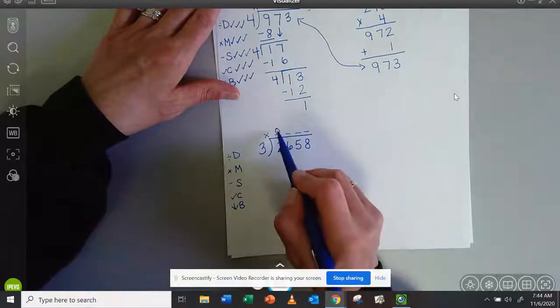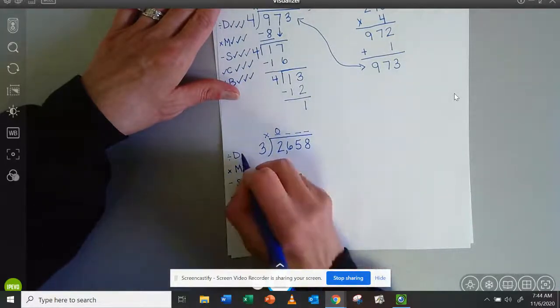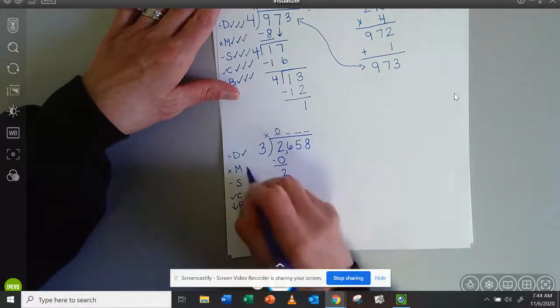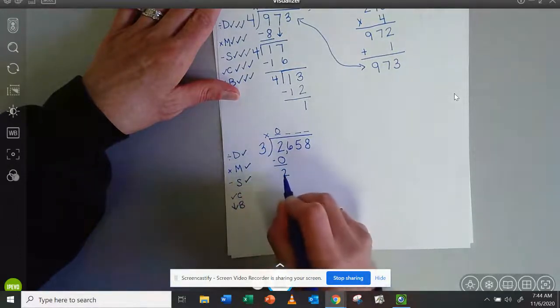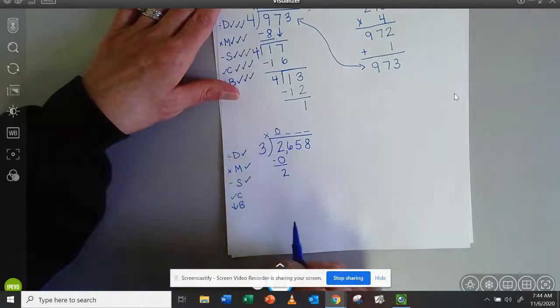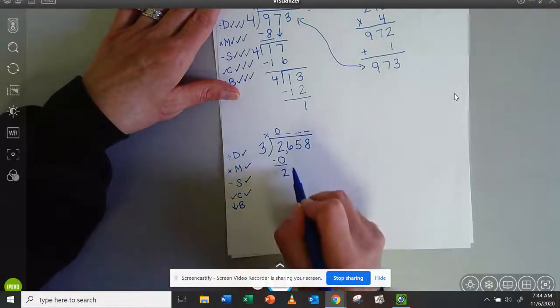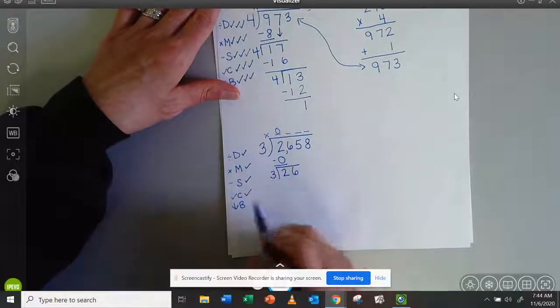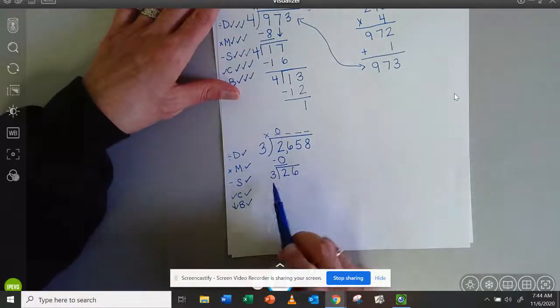So then 0 times 3 is, so I divided. 0 times 3 is 0. Subtract and you get 2. I check, is 2 less than 3? It is. There's something to bring down? I bring down the 6, and now I have a new number to divide. So now I'm going to do 26 divided by 3.